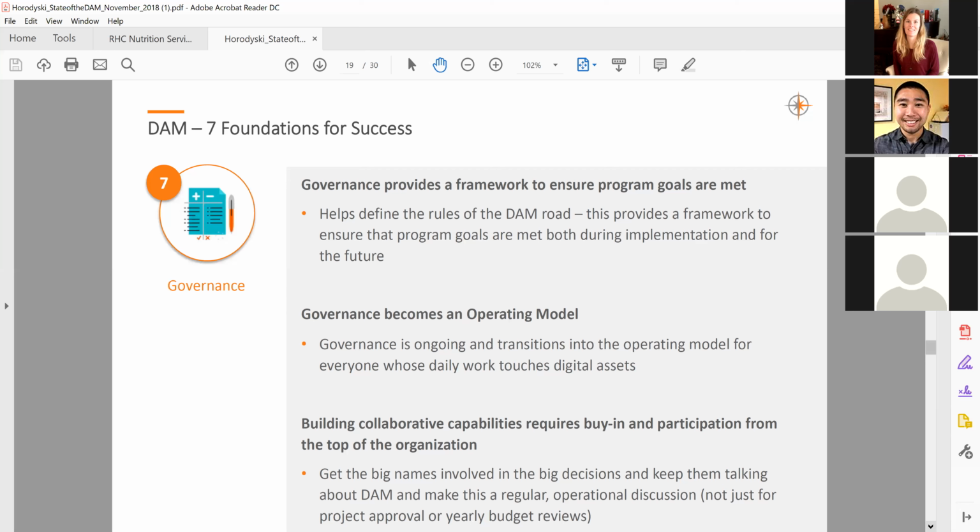So my advice is get those big names involved in the big decisions and keep them talking about DAM. Make sure that digital asset management is on the tip of their tongues. Start having metadata Mondays or taxonomy Thursdays. Get them realizing the power of what managing your assets can be for them. And they will, and I have seen this, they will see the power of what that can be. So get that governance going so that people at all levels of the organization can be involved and see the excitement.